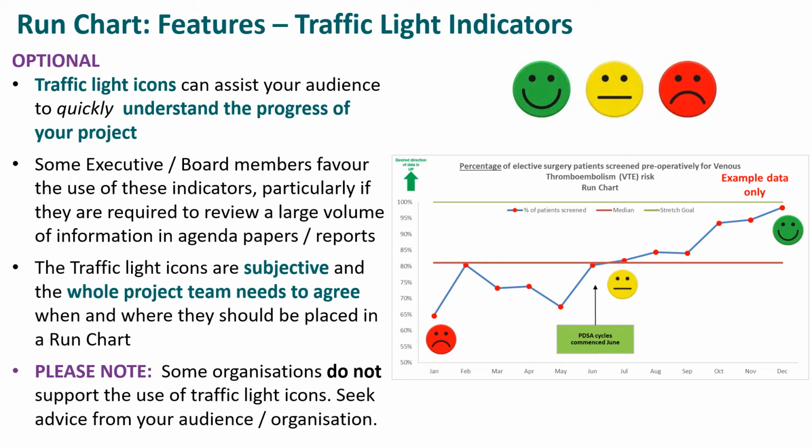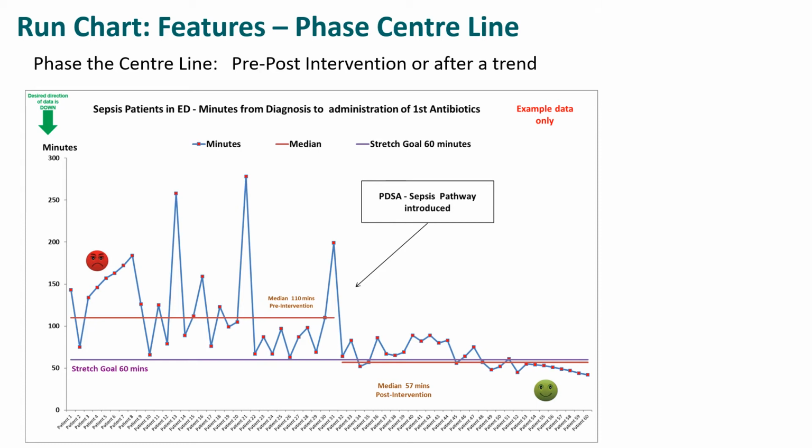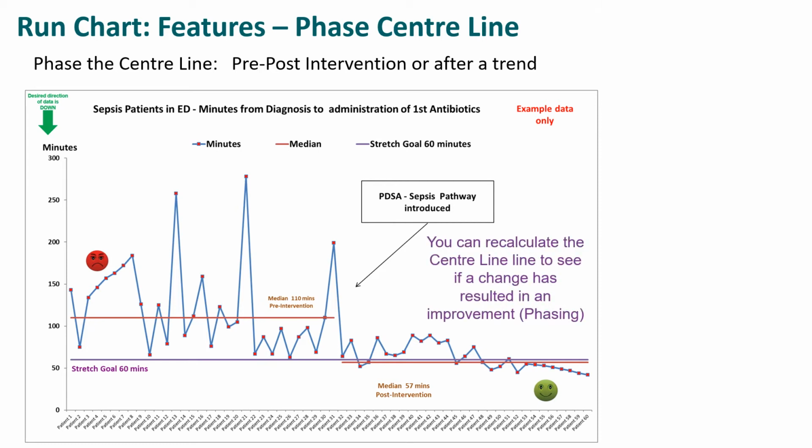But please note some organisations do not support the use of these traffic light icons or indicators, so seek advice from your audience or your organisation first before you use them. Another great feature of a run chart is being able to phase the centre line. So you can recalculate the centre line to see if a change has resulted in an improvement.